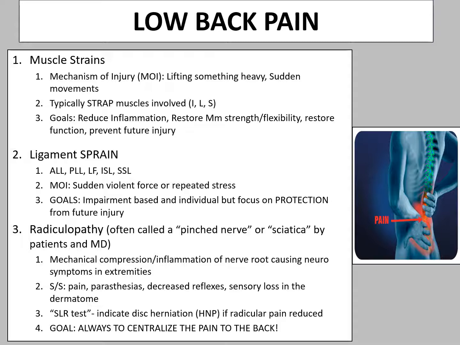One of the most common is a muscle strain, and typically the mechanism of injury is when somebody lifts something heavy without maintaining proper spinal curves and body mechanics, or they move suddenly. Often it's going to be the strap muscles or the erector spinae muscles, those being iliocostalis, longissimus, and spinalis. If this muscle becomes strained, the first thing to do is reduce the inflammation and not stretch it right away, just allow that muscle to rest.